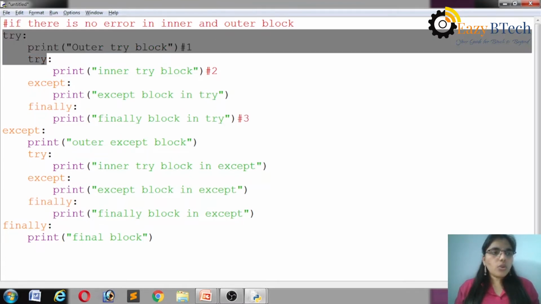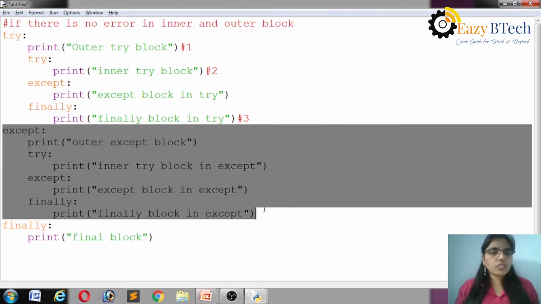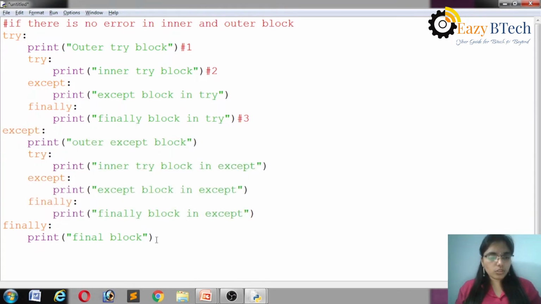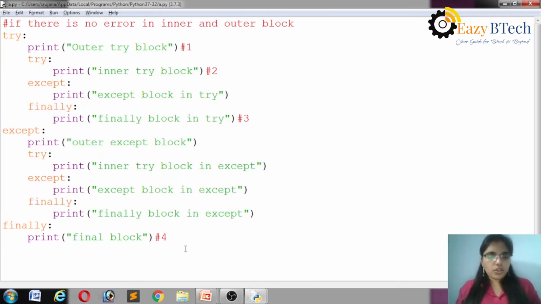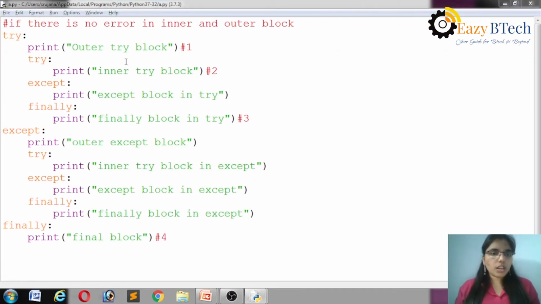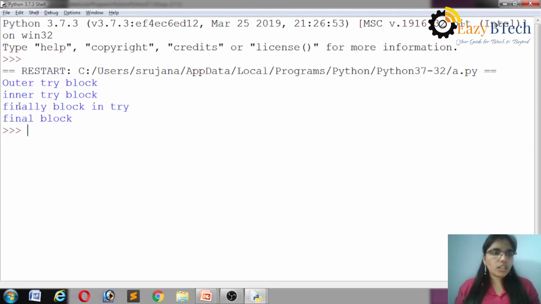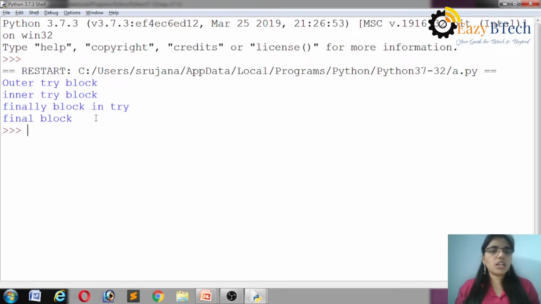So there is no exception in the try block, so the corresponding except block is not executed, but the finally block is executed. So the answer is the fourth one. Okay, let's execute this. We got 4 statements. Yes: outer try block, inner try block, finally block in try, and the fourth one, finally block. Finally block is the answer.